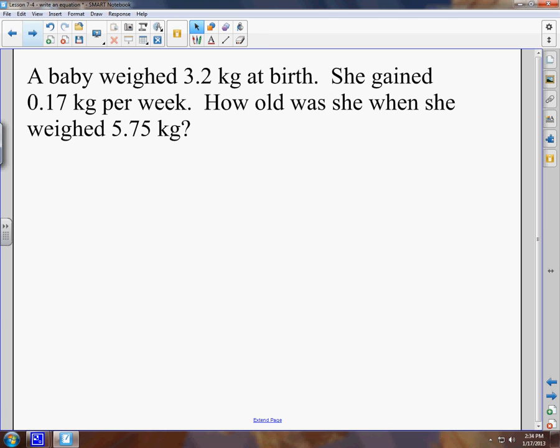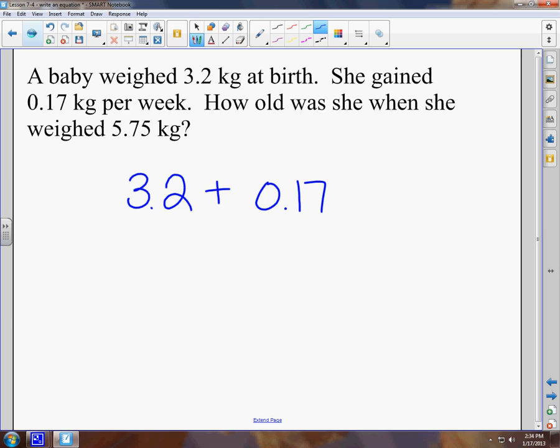So, a baby weighed 3.2 kilograms at birth. She gained 0.17 kilograms per week. How old was she when she weighed 5.75 kilograms? So, start with what you know. The baby weighed 3.2 at birth. So that's what you're going to start with, 3.2. She gained, so that's plus, 0.17 kilograms per week. Do I know how many weeks? No, that's my variable. And how old was she when she weighed 5.75? So that's going to be the total. That's how much she must weigh right now.